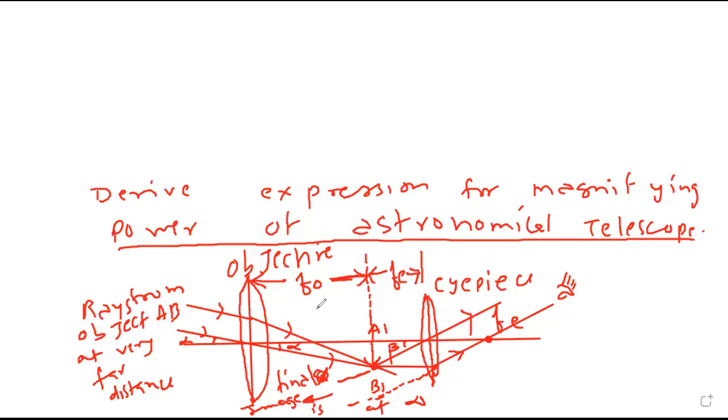Now you all can see alpha is nothing but opposite side A1 B1 upon adjacent side FO. Can you see from the diagram? This is alpha, which will be this in this triangle, opposite side A1 B1 upon adjacent side FO. And beta will be this opposite side and this adjacent side FE. So from the figure I can get alpha and beta, hence I can get magnifying power. So first line we'll write this.